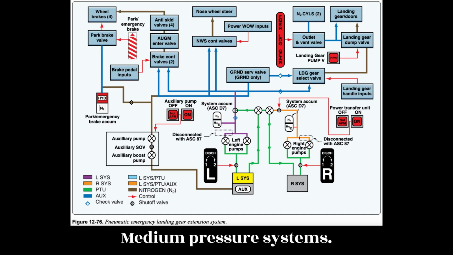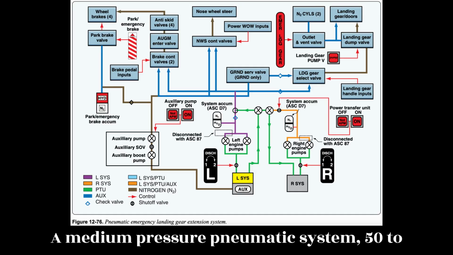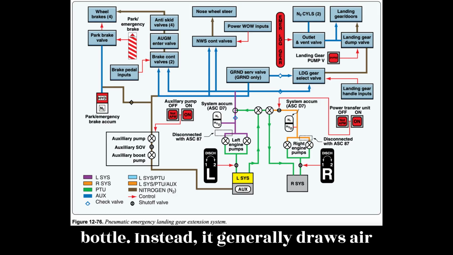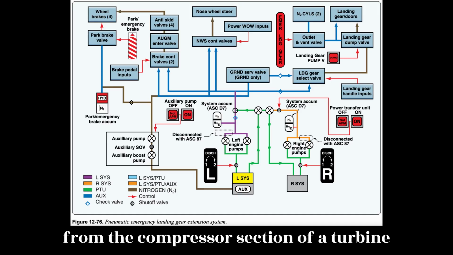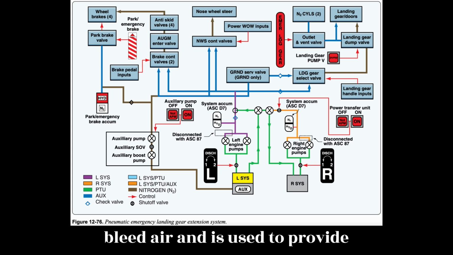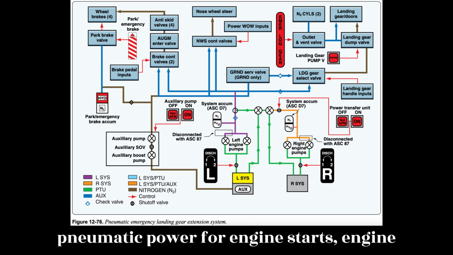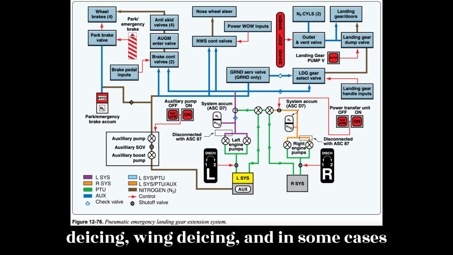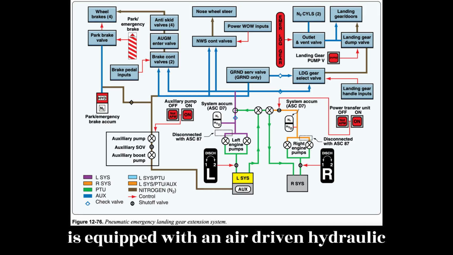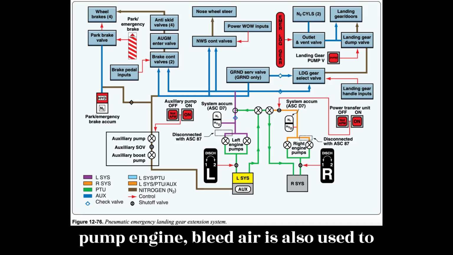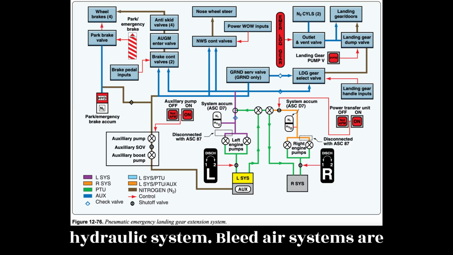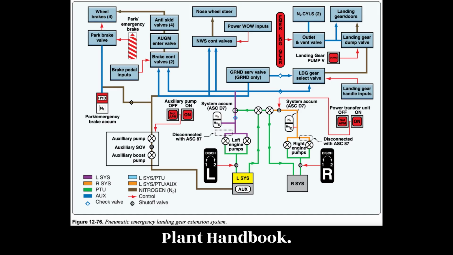Medium pressure systems. A medium pressure pneumatic system, 50 to 150 psi, usually does not include an air bottle. Instead, it generally draws air from the compressor section of a turbine engine. This process is often called bleed air and is used to provide pneumatic power for engine starts, engine de-icing, wing de-icing, and in some cases, it provides hydraulic power to the aircraft systems if the hydraulic system is equipped with an air-driven hydraulic pump. Engine bleed air is also used to pressurize the reservoirs of the hydraulic system. Bleed air systems are discussed in more detail in the Power Plant Handbook.